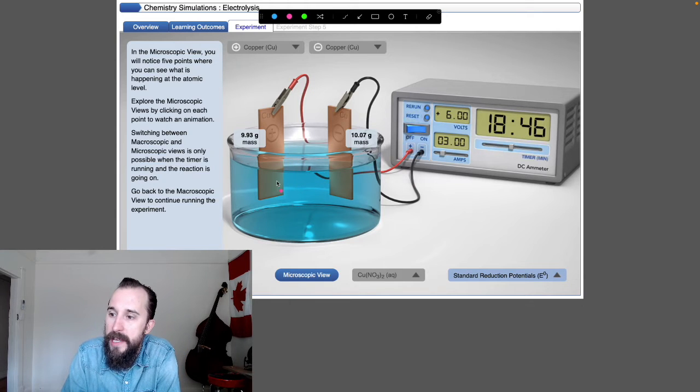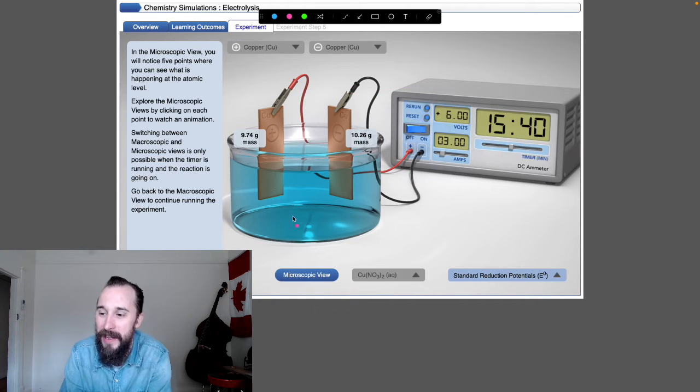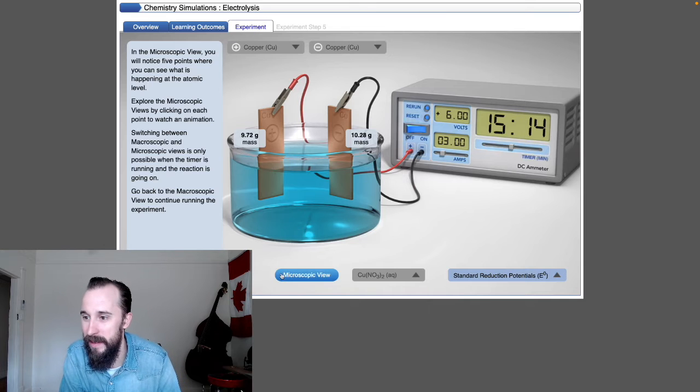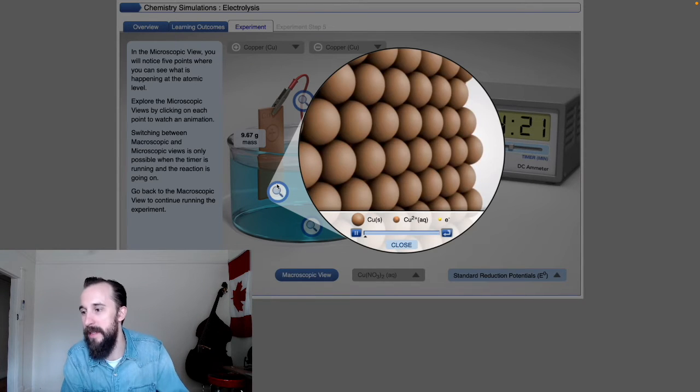This is where our oxidation is occurring. So our copper ions are losing electrons. The electrons are flowing through the system, like that, taking the long way around. And it's losing mass because these copper ions are undergoing oxidation. And there's a cool little microscopic view that we can explore here. So let's have a look at this one.